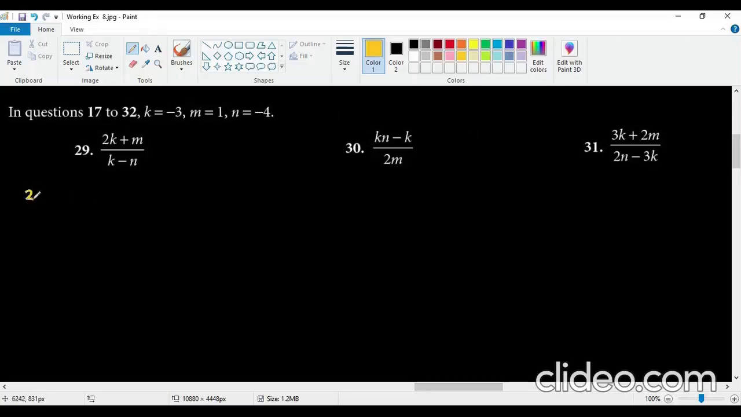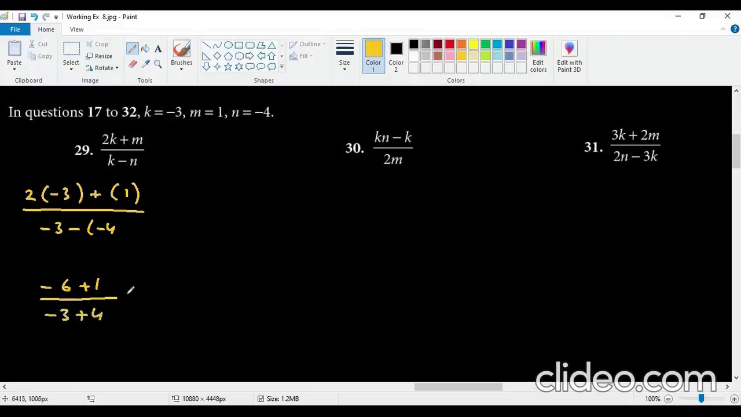Now comes question number 29. 2 times the value of k, which is negative 3, plus the value of m is 1, divided by k is negative 3 once again, and minus n value is negative 4. On the numerator, you'll have minus 6 plus 1. Denominator will have negative 3 and plus 4. So this gives you negative 5 over 1. So negative 5 over 1 is going to be negative 5 as an answer.